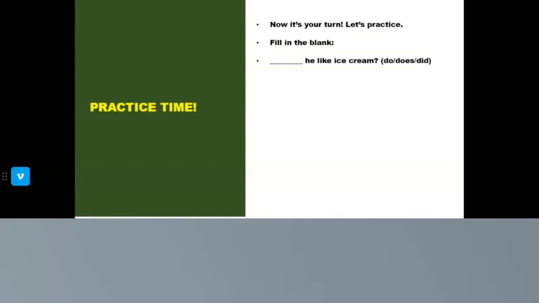Now, this is practice time. Now it's your turn. Let's practice. Fill in the blanks. He dash like ice cream. Is it do, does, or did? When you look at this third person singular, the correct option is does. Does he like ice cream? Now correct the following mistake. You don't know the answer. Now let's run down and then I give you time to do the exercise. Then I'll take you through this exercise again.